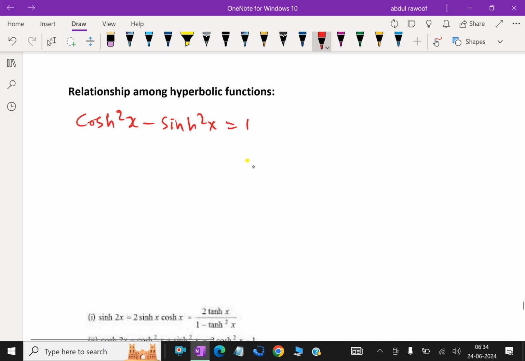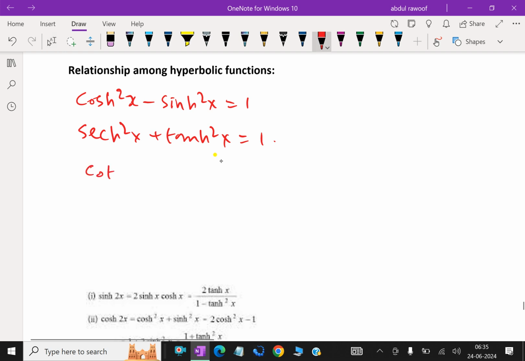Here, sech squared x plus tanh squared x equals 1. Then coth squared x minus cosech squared x equals also 1.